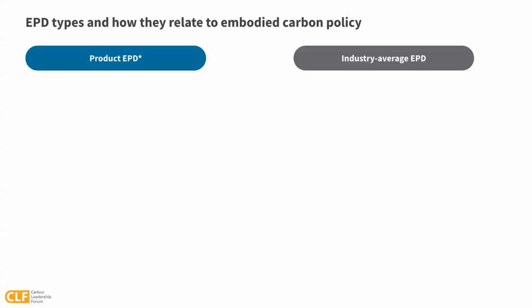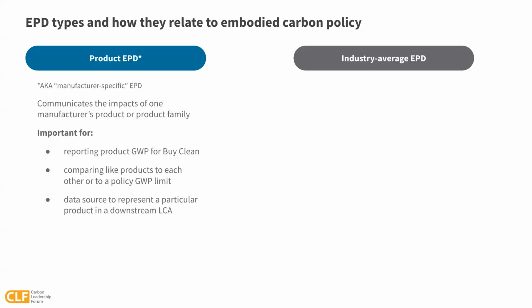In the broadest view, there are 2 types of EPDs: product EPDs and industry average EPDs. The most common type are those created by a single manufacturer, which I'm referring to here as product EPDs, though that's not a formal term, and others may refer to these in other ways, like manufacturer-specific EPDs or manufacturer EPDs. In policy, these types of EPDs are important for reporting product GWP to a buy clean or similar policy, and for comparing like products to each other or to a policy GWP limit.